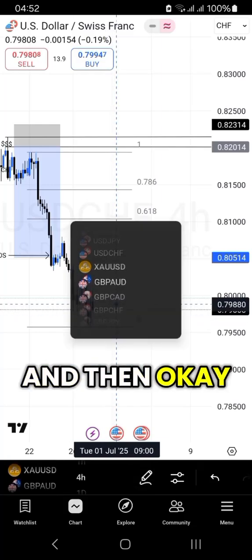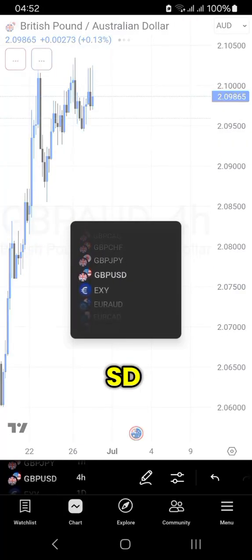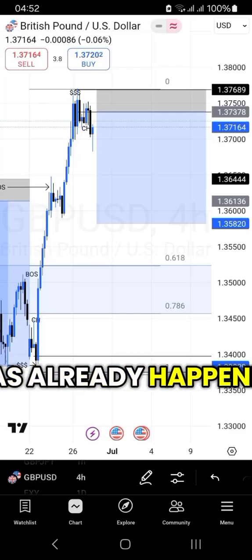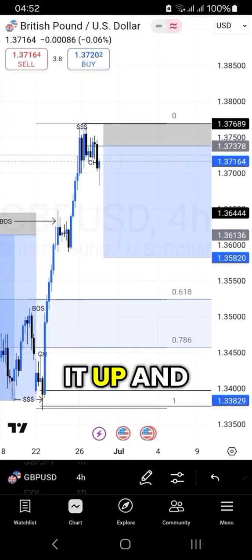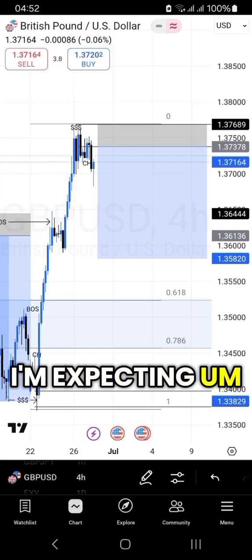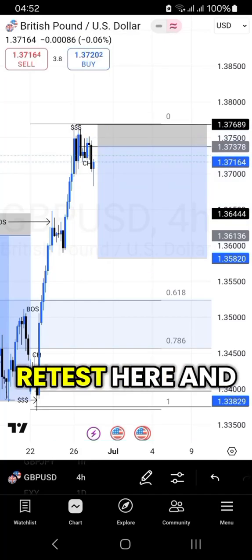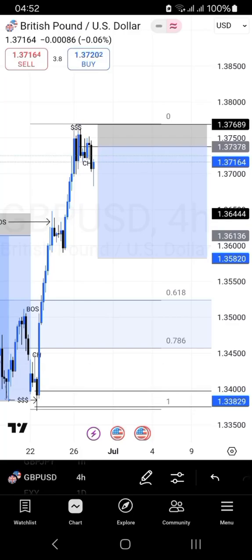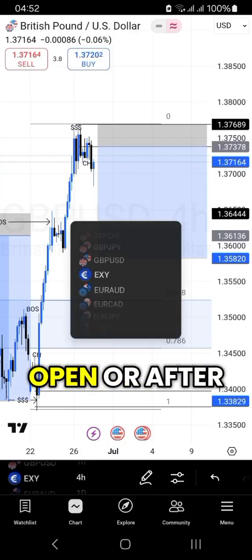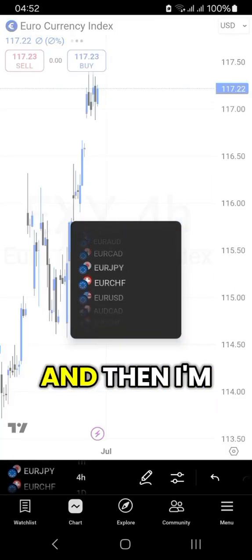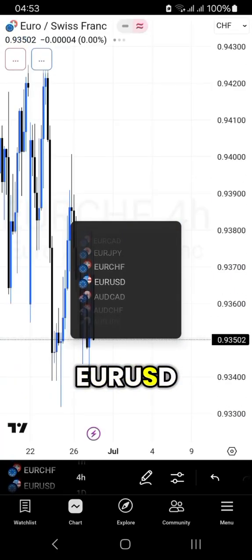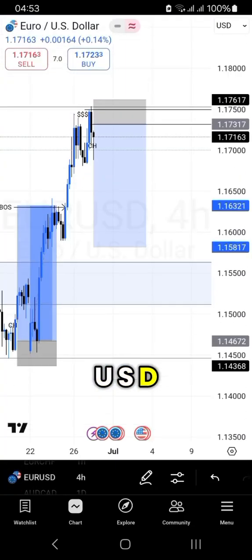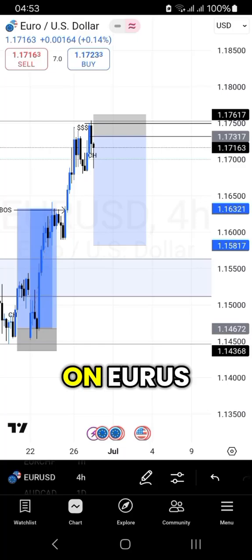And then, looking at GBP USD, I'm expecting trades like that. The sweep has already happened here. As you can see, I've already marked it up, and I'm expecting that price will retest here and then start selling. But I'll wait. I won't do anything until market open, or after market open I will still wait. And then I'm also looking at Euro USD. Same thing on Euro USD.